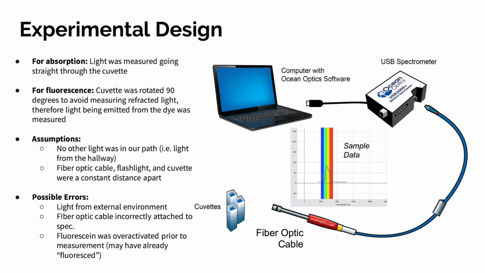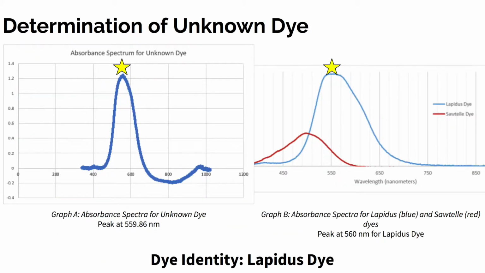To measure absorption, we measure the light straight through the cuvette. For fluorescence, we have to measure at a 90-degree angle to record the emitted light from the fluorescent dye and to avoid recording the transmitted light from the flashlight. This could have led to some possible errors, like recording transmitted light instead of emitted light and the light from the external environment.